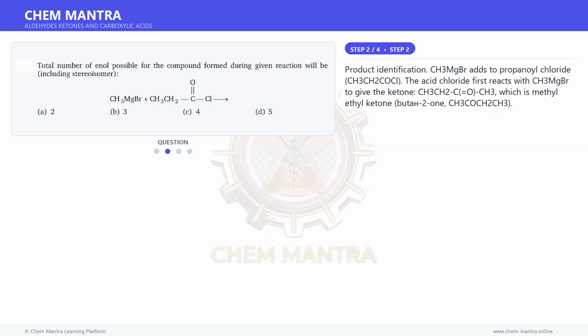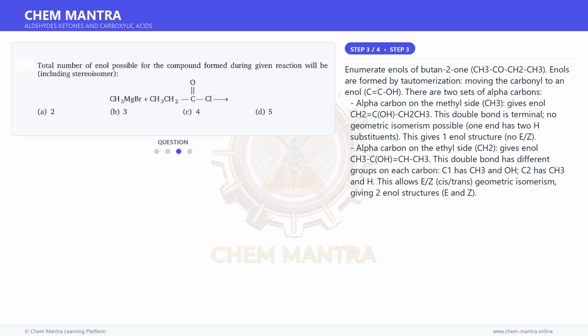Moving on to the next step. Product identification. CH3MgBr adds to propanoyl chloride, CH3CH2COCl. The acid chloride first reacts with CH3MgBr to give the ketone CH3CH2C=O CH3, which is methyl ethyl ketone, butan-2-one, CH3COCH2CH3. Moving on to the next step.